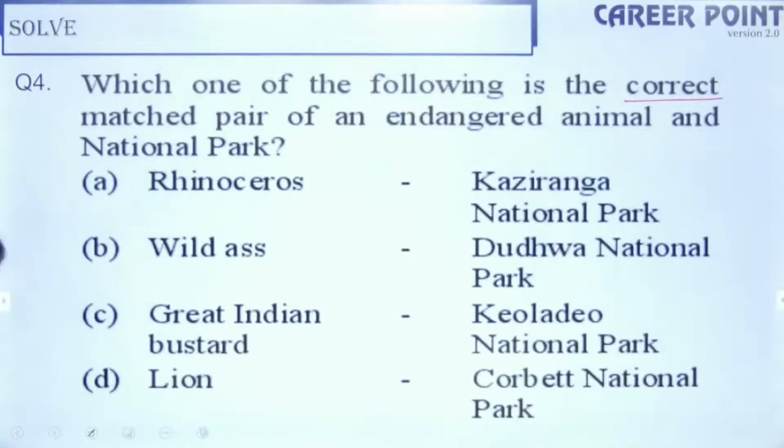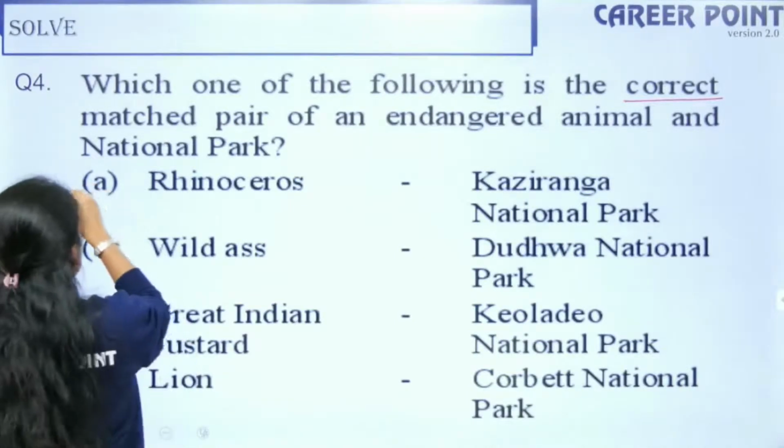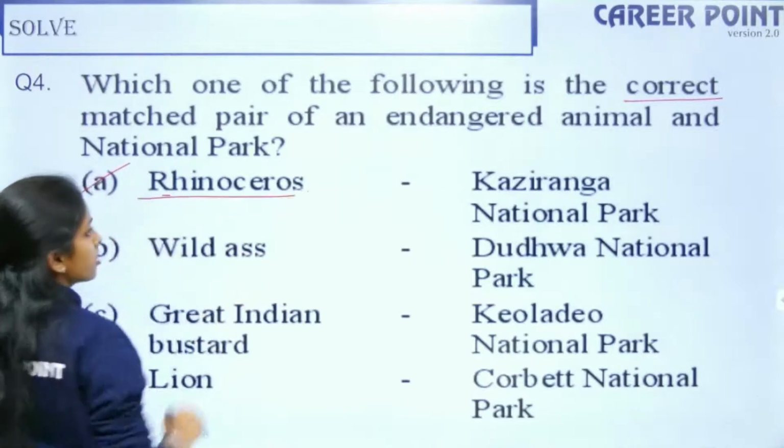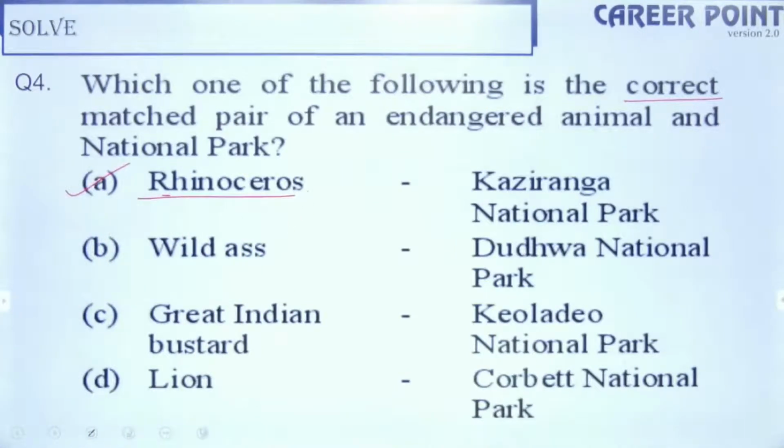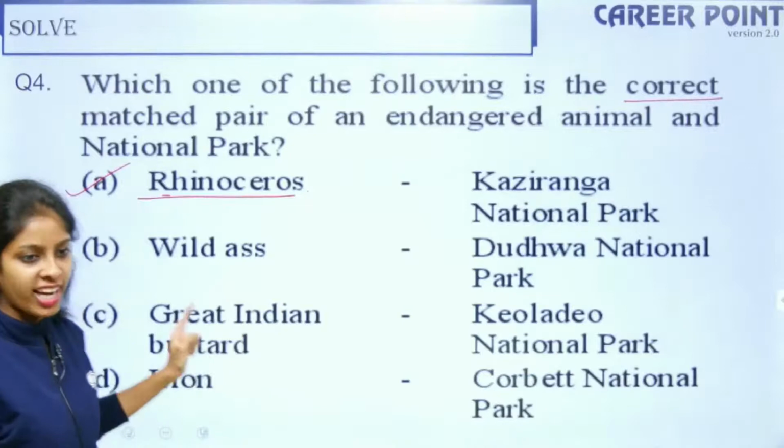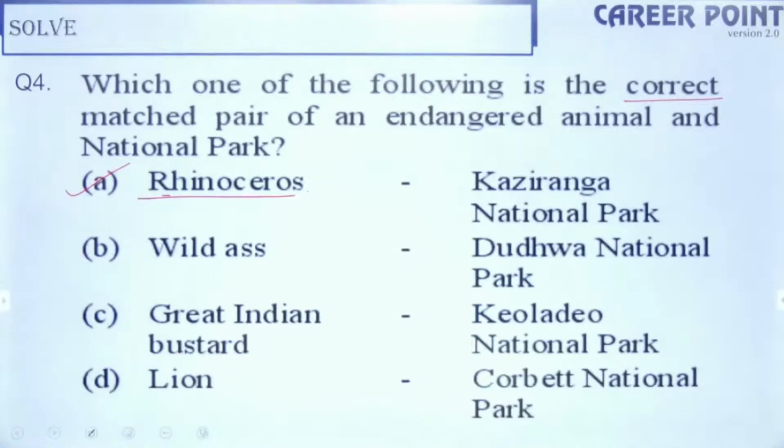Yes, Raghuram, it is rhinoceros, it is endangered and it is present in your Kaziranga National Park. Yes, absolutely right, Raghuram and Antonia B. So it is option A, rhinoceros is your Kaziranga National Park. So any guess, where is your Great Indian Bustard found? Yes, any guess?